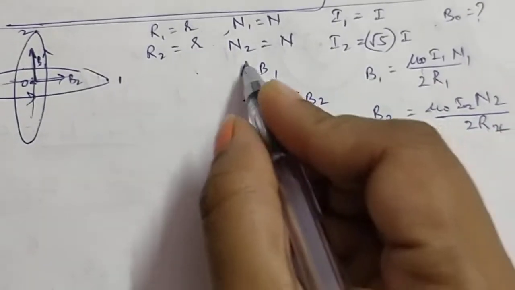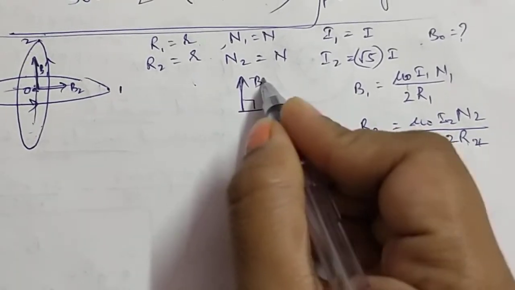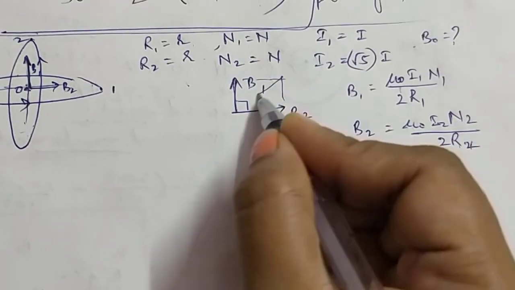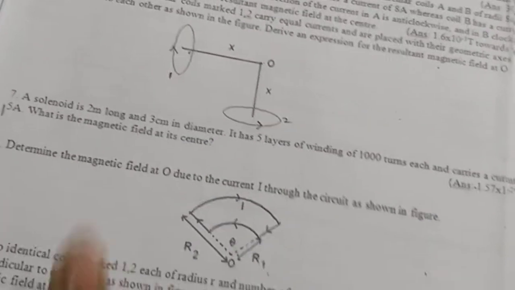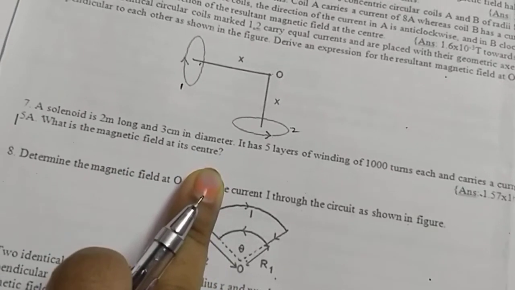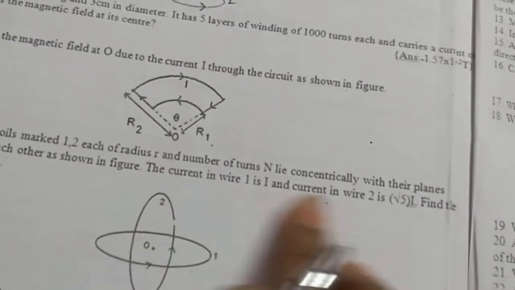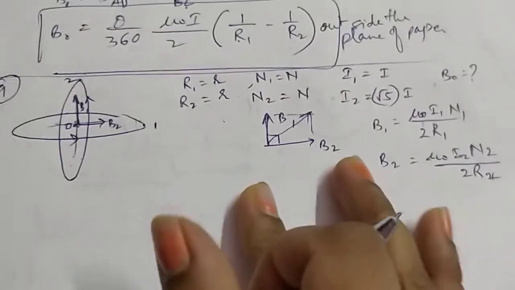So now, but they are perpendicular to each other, so the net magnetic field will be, from parallelogram law of vector addition you will find out. Okay, what they are asking is what is the magnetic field at its center. Here is the question. Okay, find the magnetic field at the center. So magnetic field मतलब magnitude as well as direction. So पहले magnitude find करो.